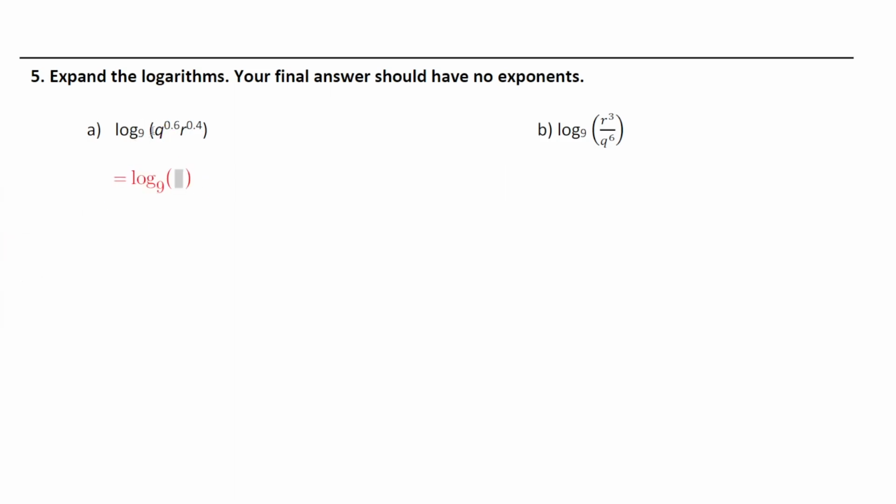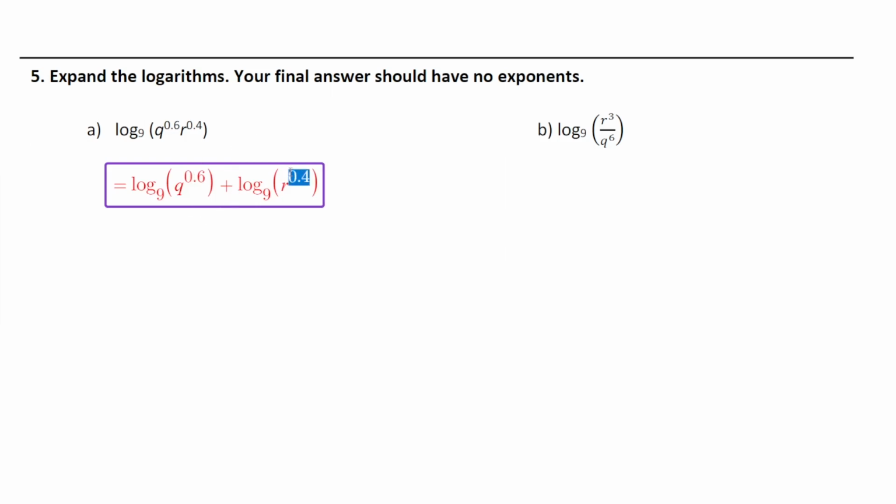So whenever you have a logarithm of a product, you can split those factors up using addition. This is called the product property. Okay, and it's really an offshoot of the product property that we have for exponents. In fact, it's just really a rearrangement of that one. So log base 9 of q to the 0.6 power, and then we've got log base 9 of r to the 0.4 power. That would be our first step, is to split those up.